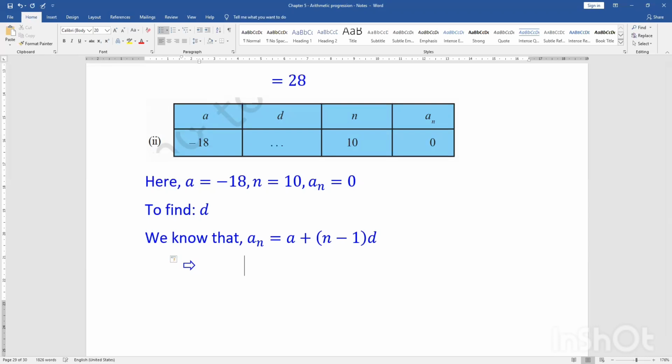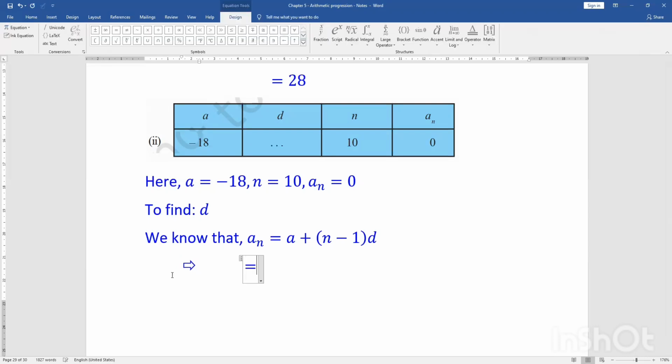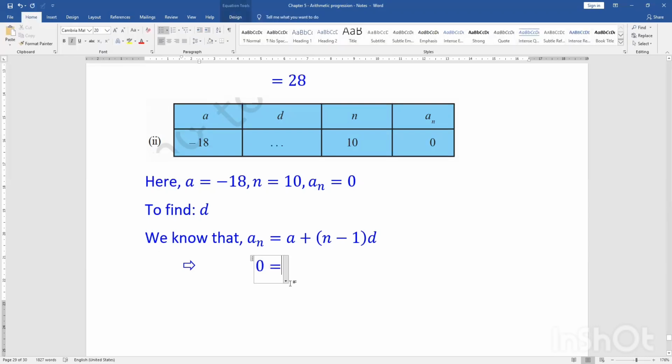Now here, what is an? an is given to be 0, right? So let's write 0 equals to, and then what is the value of a? a value is minus 18. So minus 18 plus, n value is 10, 10 minus 1 into d. You have to make sure that you write all the items in order, and equals should lie below equals only. So the alignment should be proper.